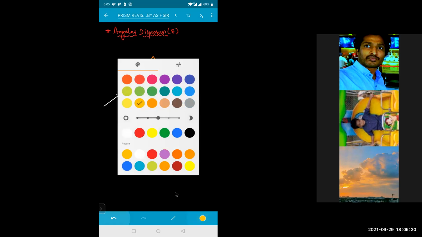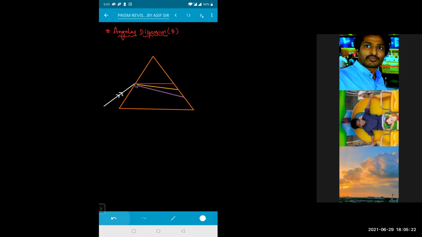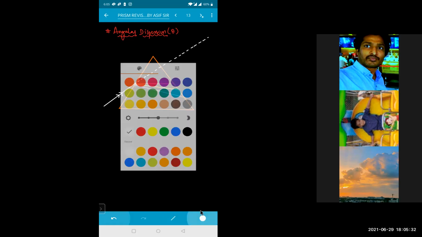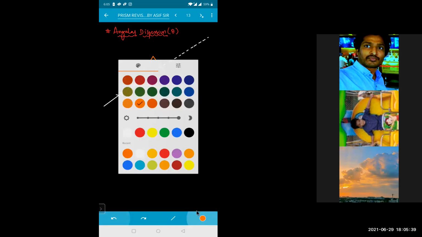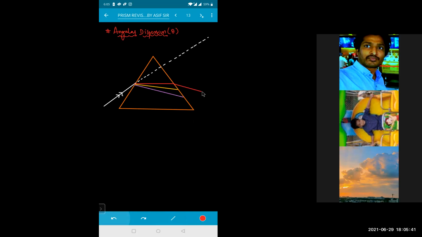In the absence of this prism, the light might have traveled in a straight line like this. If there were no prism, the light might have traveled in that way. That is the incident ray of light, isn't it? Now here, when a ray of light comes from this side, it will slightly bend from the normal. Again it will come out like this, so this will be coming out like this finally.